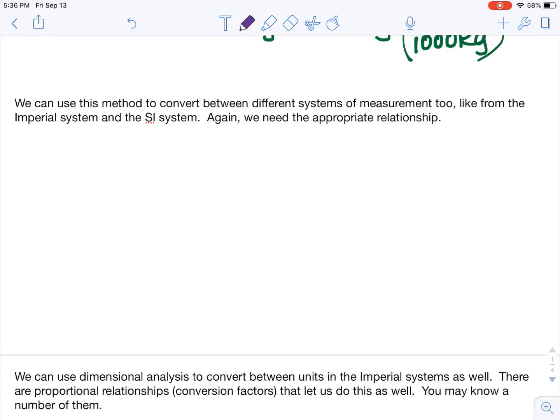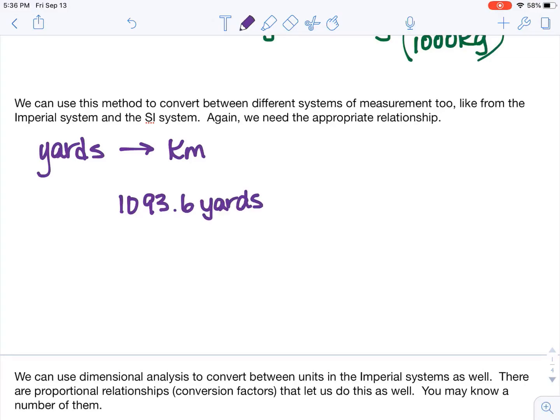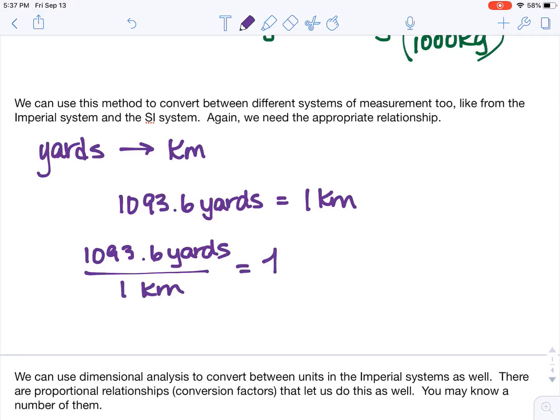So for example, let's say that I want to go from yards, which is an imperial unit, and I want to convert that distance, yards is a measurement of length or distance, to kilometers, which is the metric system, also a measurement of distance. There's a known relationship that correlates these two things together, and that is 1,093.6 yards is equal to 1 kilometer. Okay, so again, we have an equality here, which is relating two quantities that represent the same amount. And if I were to put these two quantities into a proportion, this would be a factor of 1.